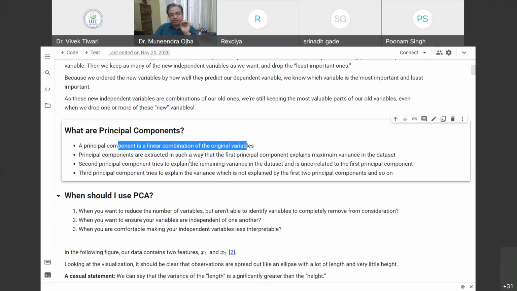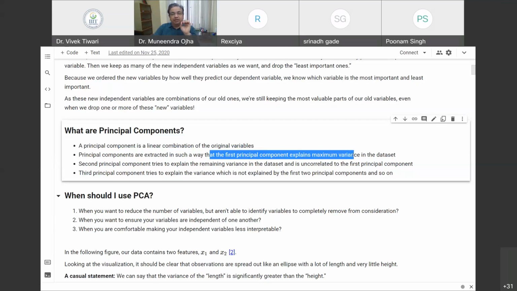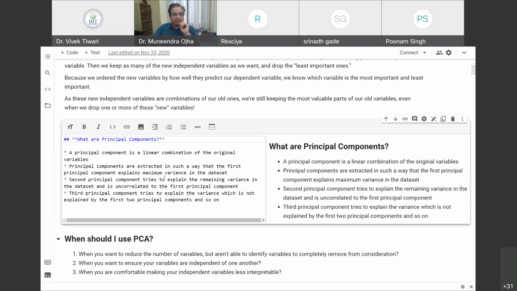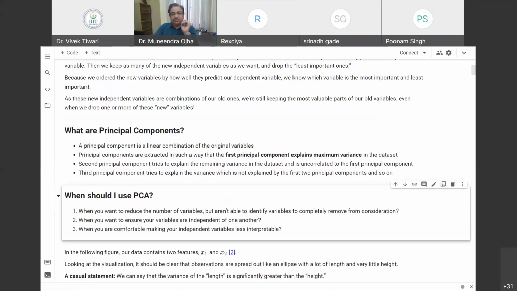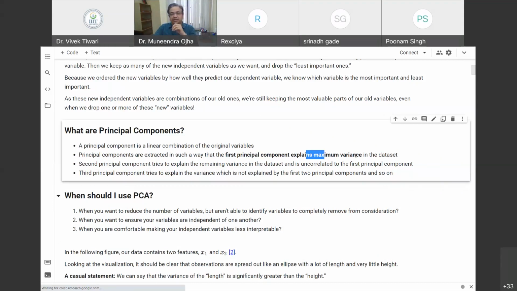Principal components are extracted in such a way that the first principal component explains maximum variance in the data. I think I should highlight this point: the maximum variance. The first principal component explains maximum variance in the data set. This term carries a lot of significance. As I go through this lecture, you will come to understand why I'm always talking about explaining maximum variance. So the first principal component explains maximum variance in the data set.